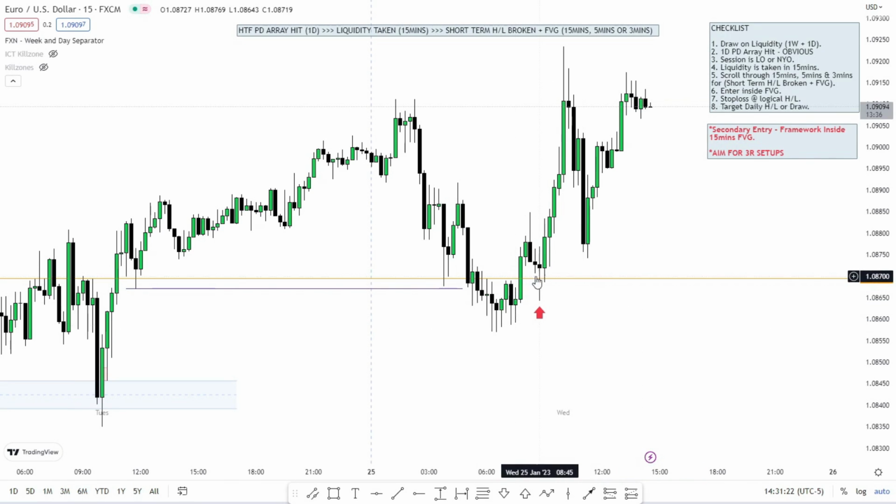Oh, let's look at the secondary entry right here. I think I've not outlined another example of a secondary entry. You want to be targeting daily highs and lows based on where the liquidity has been left. So let's look at this imbalance on a lower time frame. I think that will be the final.